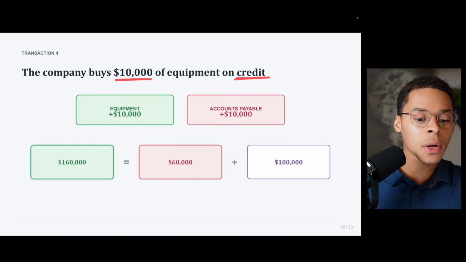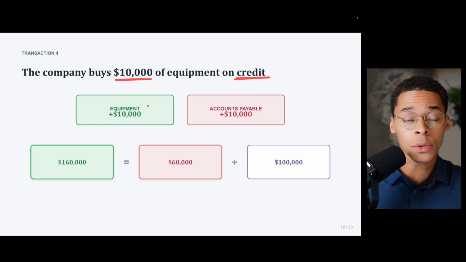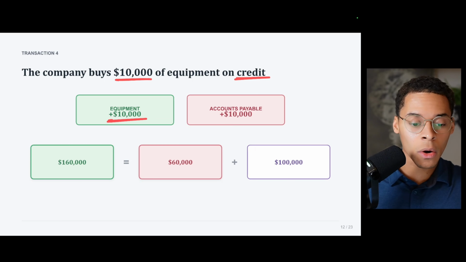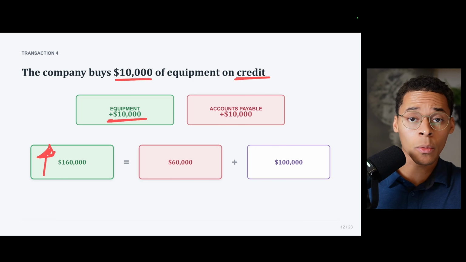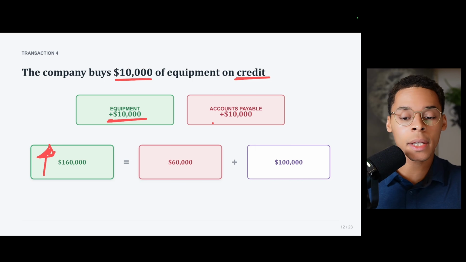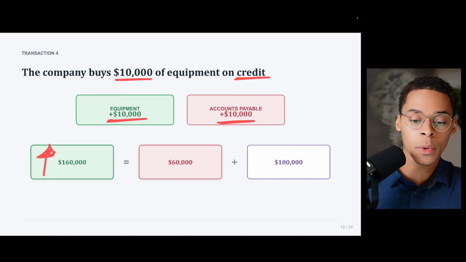Okay. So we bought equipment, and that equipment is going to be recorded as an asset on our balance sheet. Okay. So assets are going to increase by 10K. Now, accounts payable, which is essentially the liability account we record on the balance sheet whenever we have been extended credit, is also going to increase. Okay, so we reflect that fact in our accounting records as well.